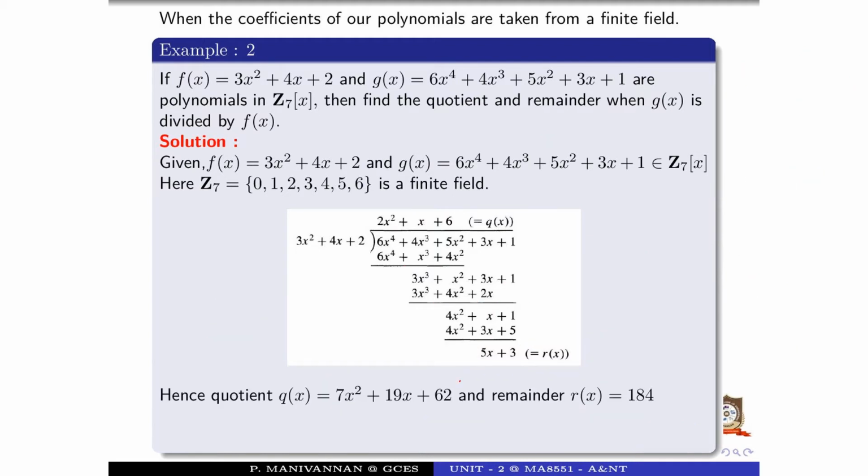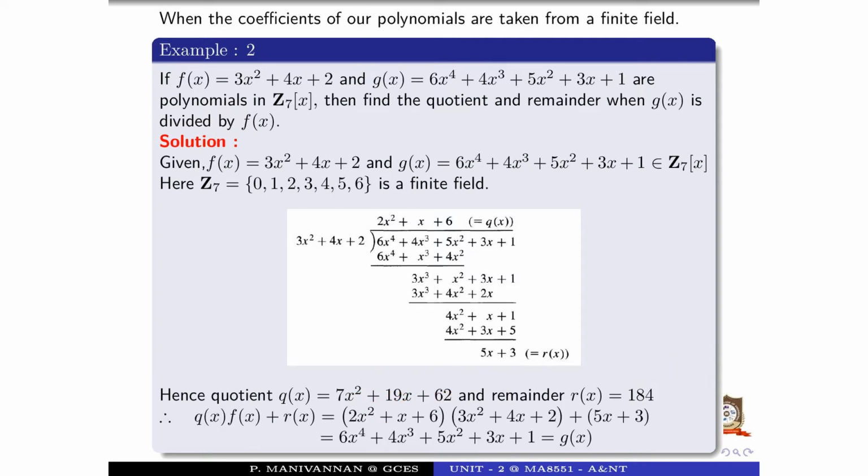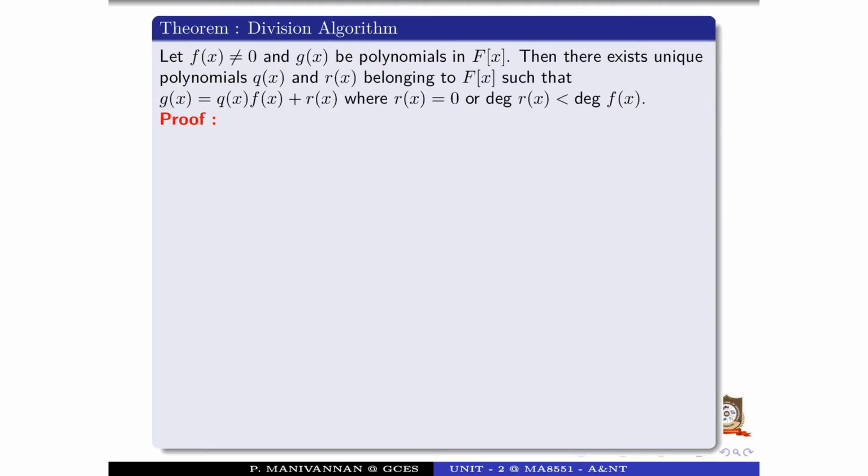Therefore the quotient is, what is the quotient? 2x square plus x plus 6. The remainder is 5x plus 3. Multiplying this value, we get this answer, 2x square plus x plus 6. Then the next one is the division algorithm theorem.